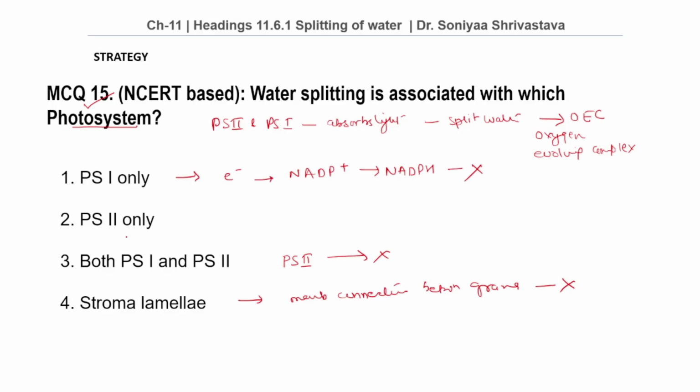Then option number 2. Yes, this is our correct answer. Why? Because PS2 is directly associated with oxygen evolving complex, which splits water into electrons, protons and oxygen. So students, today we have learned how light energy drives the movement of electrons through the electron transport chain, and how the splitting of water replaces these electrons while releasing oxygen. These processes form the foundation of the light reaction and prepare the plant to produce ATP and NADPH.